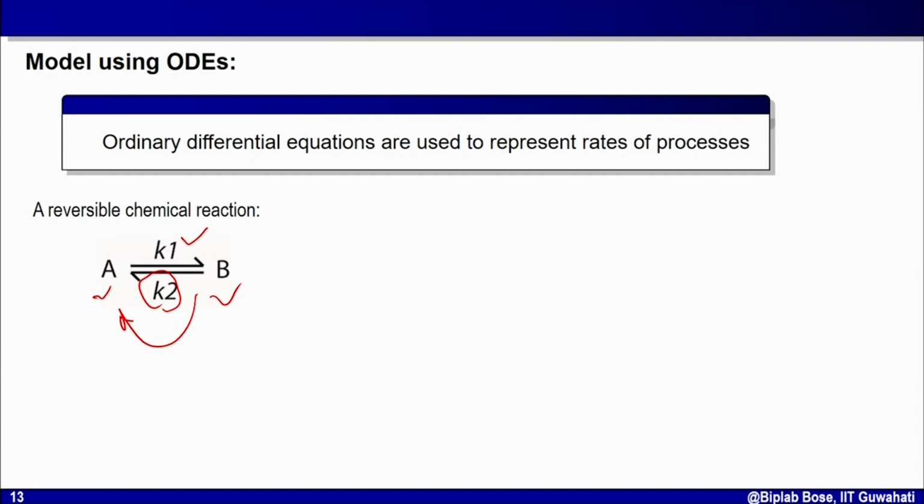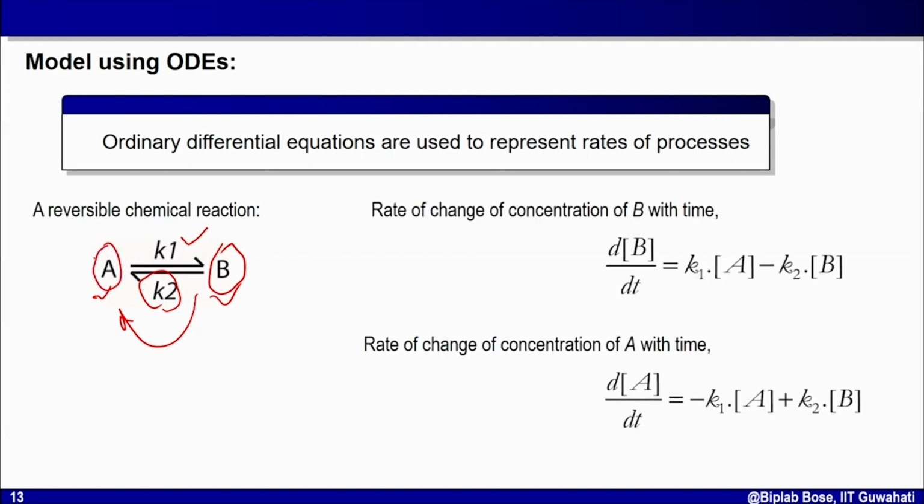When I say I want to model this reversible process, essentially I want to write a mathematical equation that will represent the rate of change of B and the rate of change of A. Let's see. So the first ODE that I have written represents the rate of change of concentration of B with time. So how am I representing it with an ODE? I have written d[B]/dt.